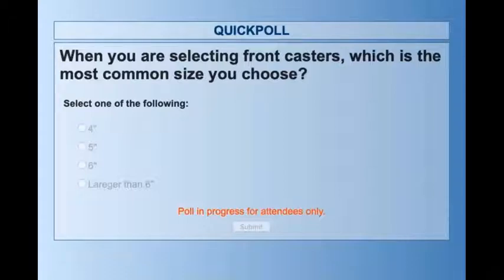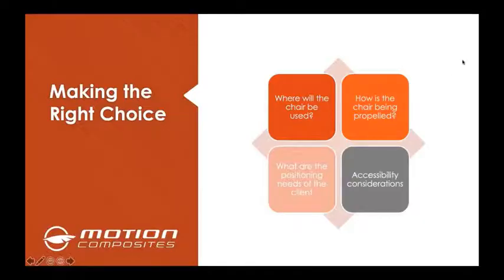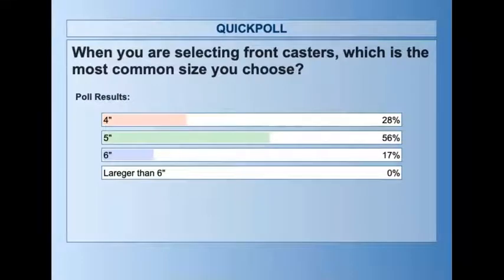All right, I'm going to close the poll. And I would say that's what I would expect to see. So about 56% of you said 5-inch, 28% said 4-inch. I'm actually surprised that's as high as it is. That's awesome. And 17% said 6-inch.